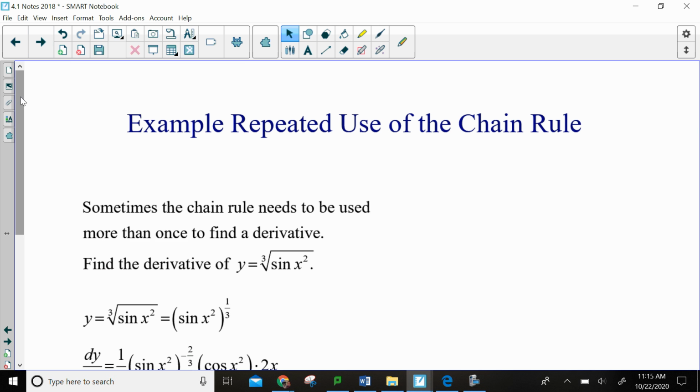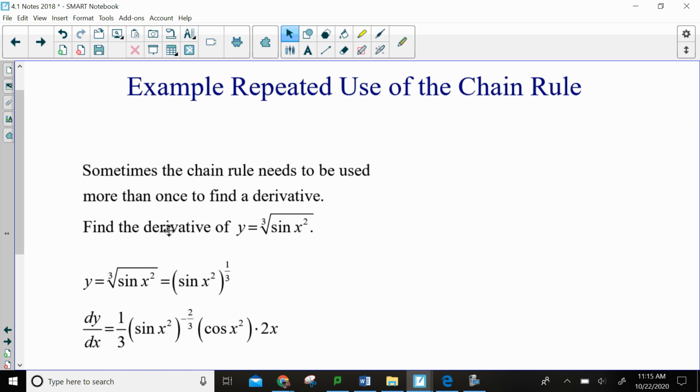Example of repeated differentiation. I like to call this the chain rule inception. If you've ever seen the movie Inception, it's a dream within a dream within a dream. This is basically a chain within a chain within a chain. So you have an outside function, a middle function, and then a very inside function. As I look at this here, my very outside function is going to be that cube root there. The middle function is sine, and then the very inside function is 2x.